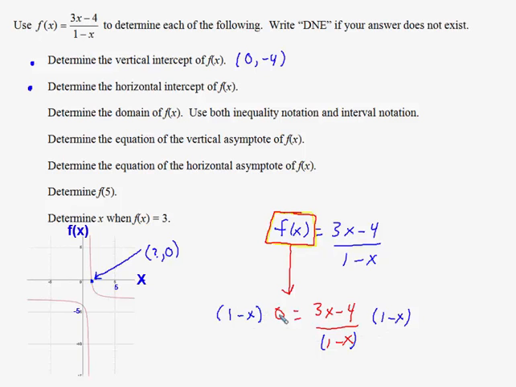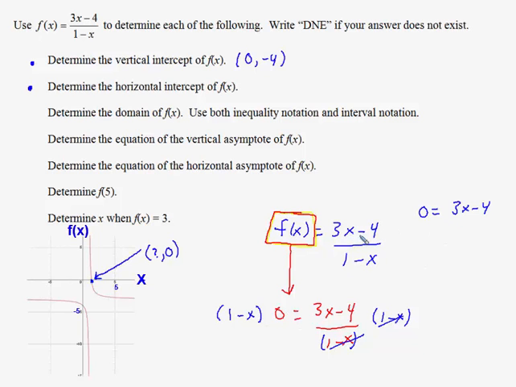Now, some faculty might call this cross multiplication, and that works too. But either way, this simplifies out to be 1. Anything divided by itself is 1. So I'd have 3x minus 4 on one side of the equation. And on the other side, since 0 times anything is 0, you're left with 0 there. So notice it really didn't matter what my denominator was, because when I multiplied it by 0, since anything times 0 is 0, it basically went away. What I'm left with is just my numerator set equal to 0.